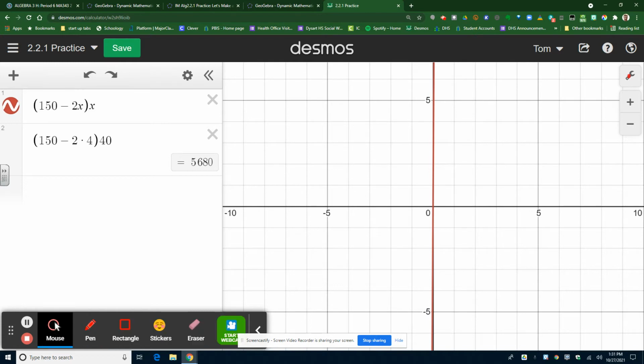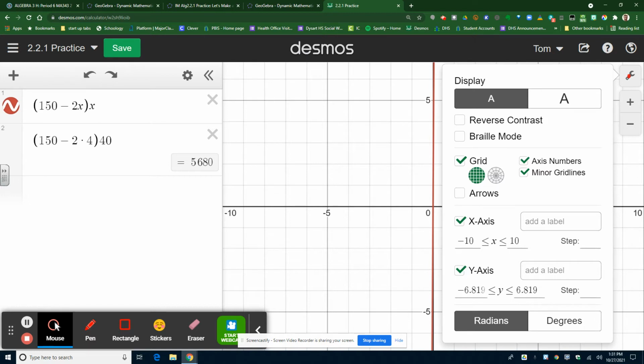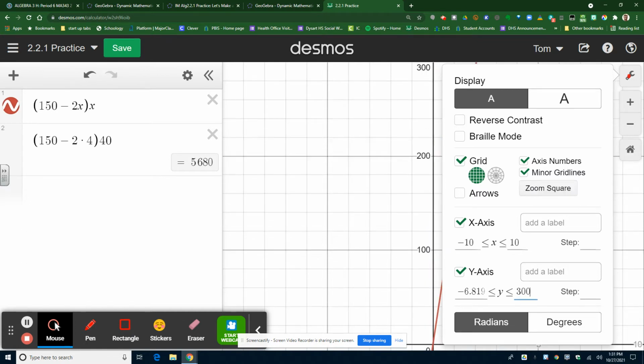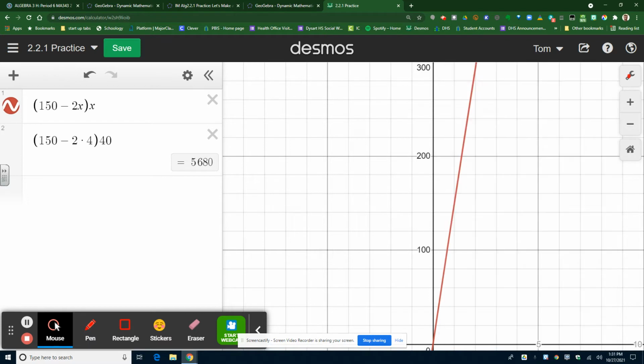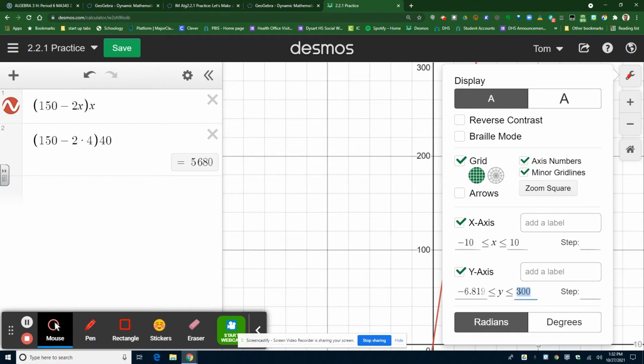Back mouse. There we go. Let's change our window. So we don't know that that's the most amount. So 2800, probably a little bit bigger than that. Let's go up to like 3000 on the Y, not the X, the Y. Something like this. Okay. Oh, I only went to 300. My bad. 3000.